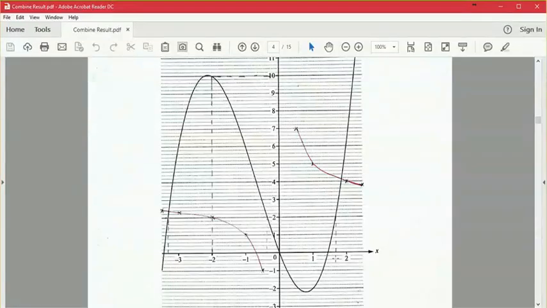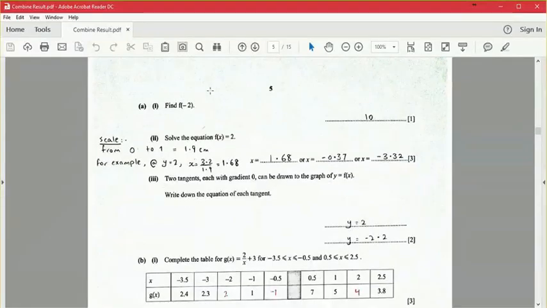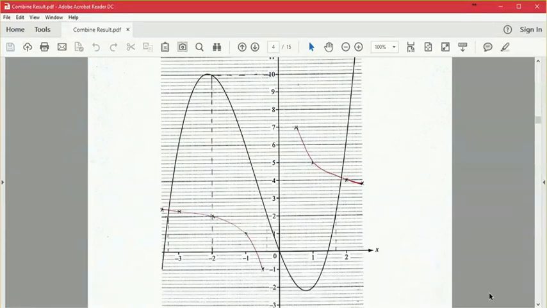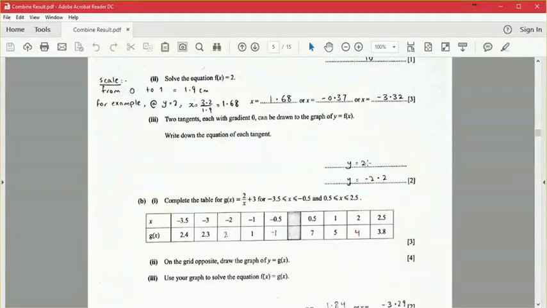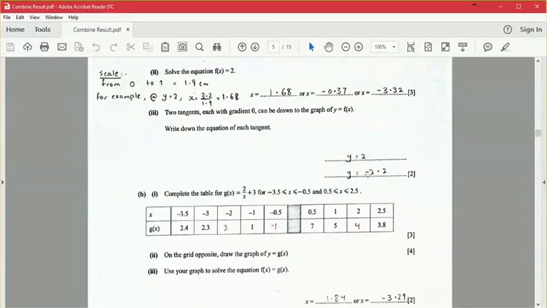Here we'll see that at 2 here, this one is -2.2, and this one is y equals 10. So y equals -2.2 and y equals 10. So this one was wrong, it's y equals 10.